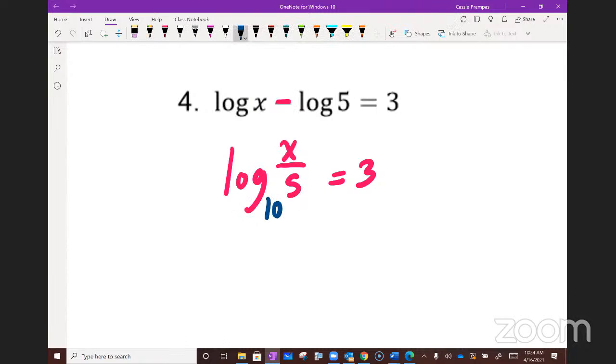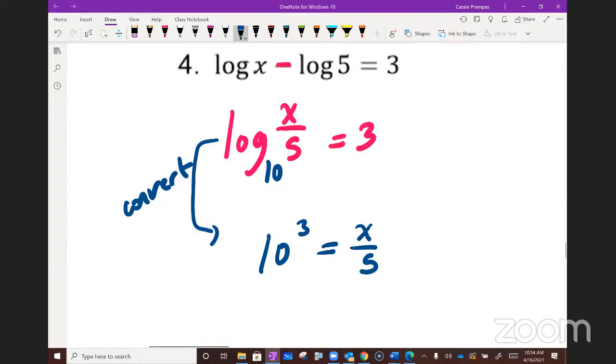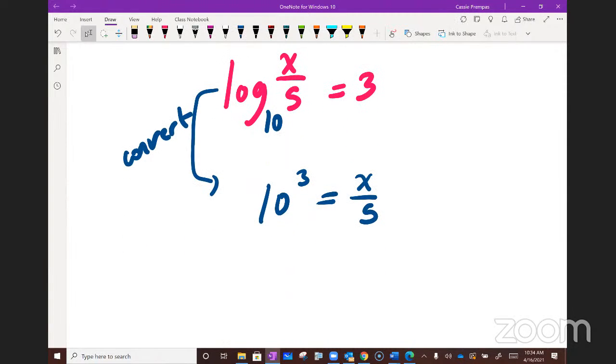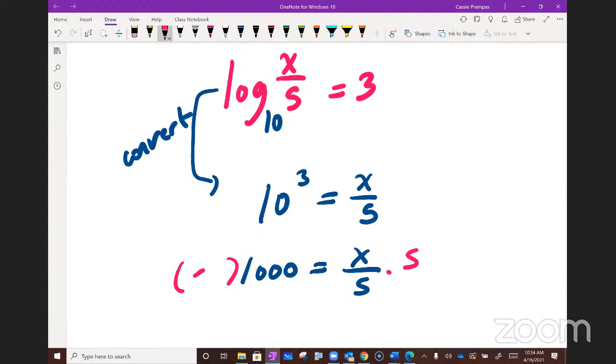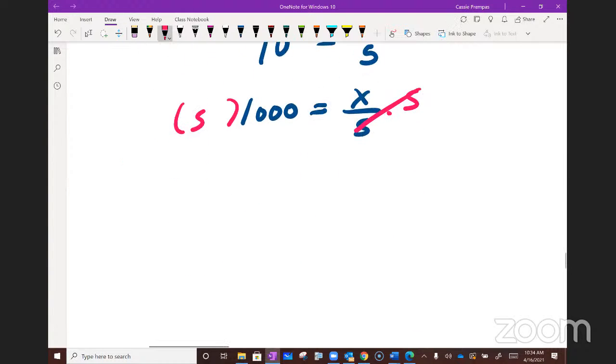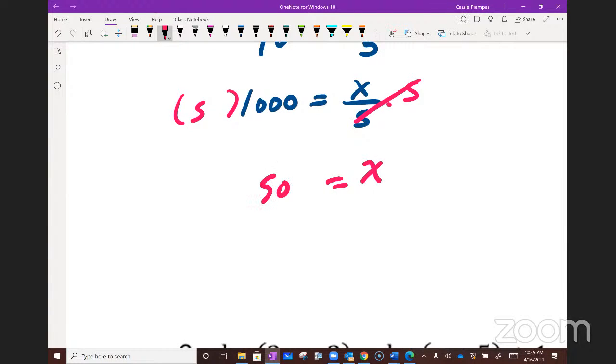Now, is the log by itself? Yep, so what are we going to do next? Good, put it in exponent form, convert. So I have 10 cubed equals x over 5. What is 10 cubed equal to? 1,000. Now I need to get x by itself. x has been divided by 5, so what undoes division? Multiplication, wonderful. Multiply both sides by 5, and I have x is equal to 5,000.